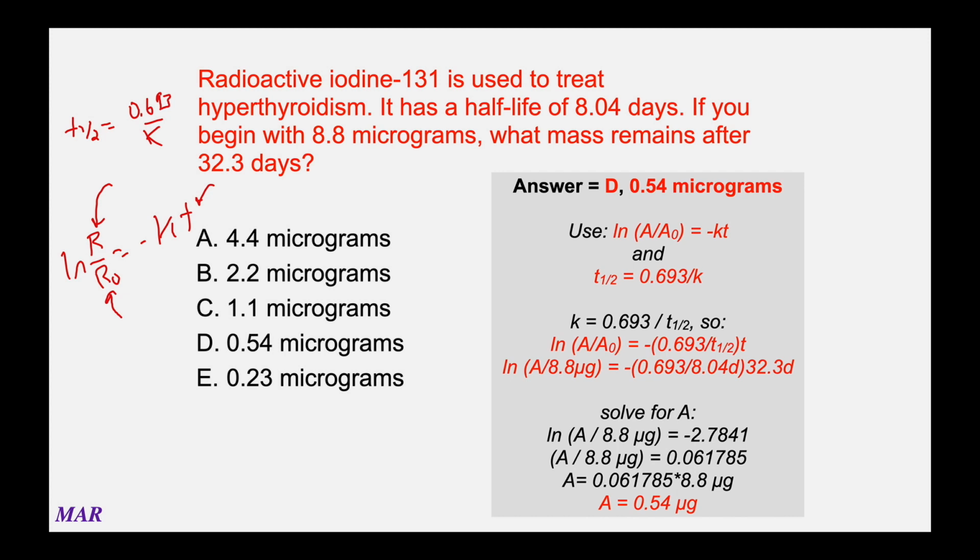So again, I used A's instead of R's. My apologies. We started with 8.8 micrograms. That's a symbol for micro. That equals minus KT. T is 32.3 days. K we can find: 0.693 divided by the half-life. And you go through and solve it. Remember that to get rid of the natural log, you go e to the x. So e to the negative 2.7841 comes out to be 0.061785, and the natural log on the other side goes away. So from there you can get 0.54 micrograms.